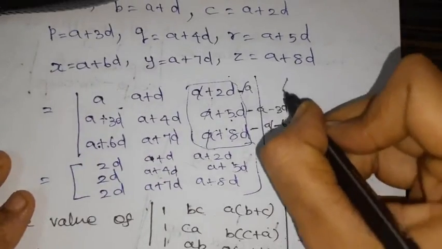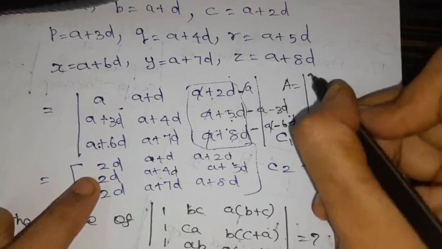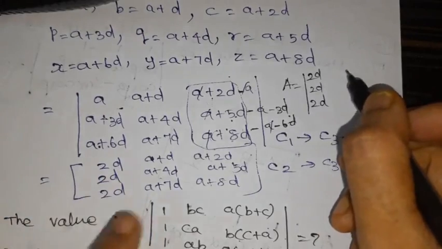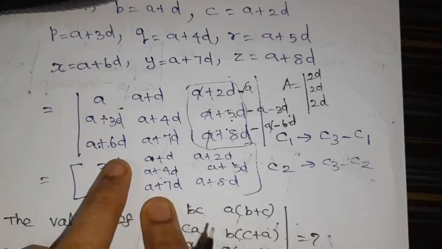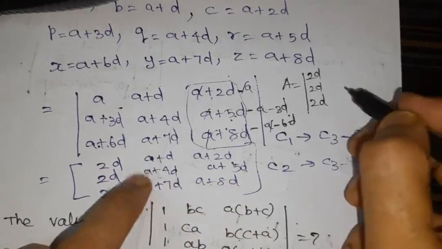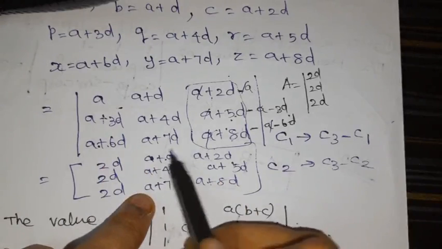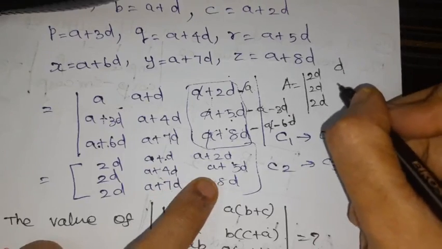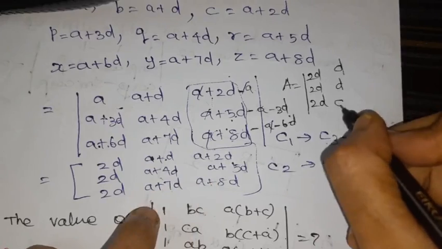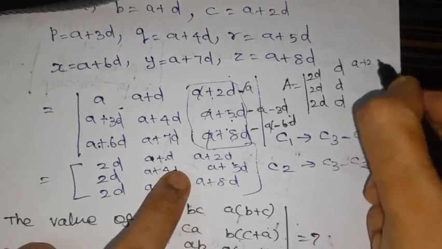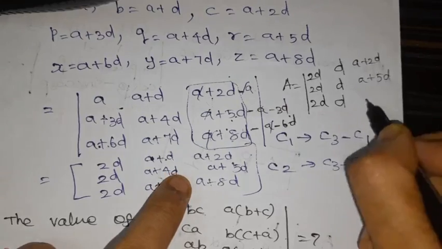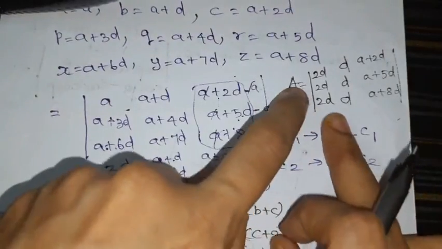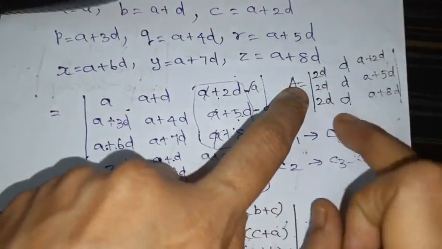Obviously, this is 2D, 2D, 2D. Here C3 also, C2, C3 minus C2. So this minus this, A will get cancelled. Just subtract these D values alone. 2 minus 1, 1. 5 minus 4D. 8D minus 7D. So the remaining terms are A plus 2D, A plus 5D, A plus 8D. See, when we take 2 outside, what will we get? 2D and D.